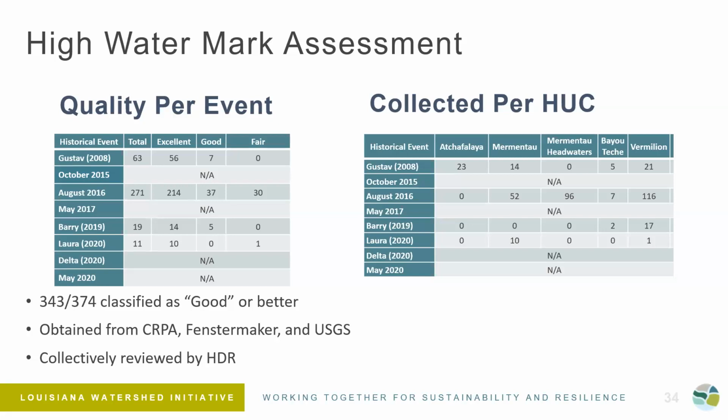The data originally itself, you have to give thanks to CPRA, Fenstermaker, and USGS. They really did a good job of collecting this initially. They shared the data with us, so we're very grateful to have that available to us. And you can see across these graphs here the events that we're modeling and the amount of data that we have. Obviously, the 2016 event has the most data, and that's probably going to be one of our most critical events that we work with.